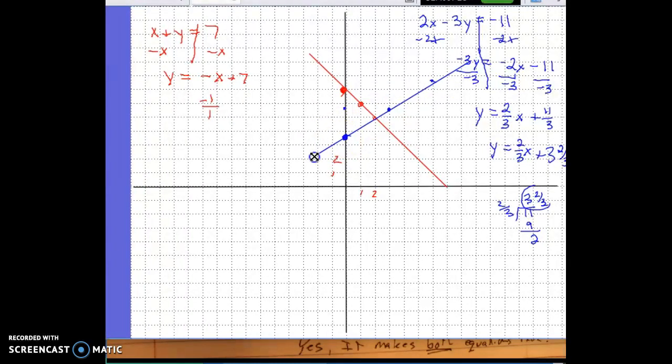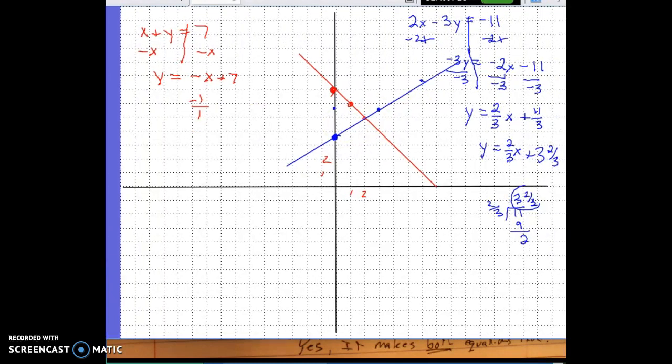And remember what we found in that last video. That last video, we said that the point (2, 5) was a solution. The point (2, 5) was a solution. Well, look at where (2, 5) is on the graph. (2, 5). Right there. The point that makes both equations true is the point where the two lines intersect on the graph.